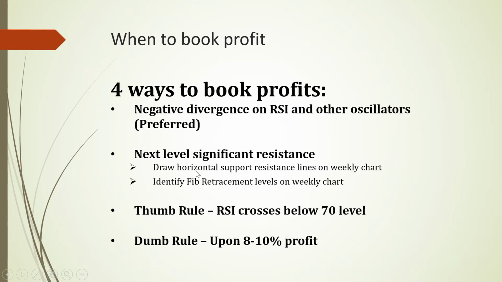For now I can tell you that there are two ways in which you can identify significant resistance levels. On the weekly chart, always draw horizontal support and resistance lines. Identify where multiple tops or bottoms, or a combination of tops or bottoms, are happening, draw horizontal lines and treat them as resistance or support levels. You have to identify this based on the historical chart.